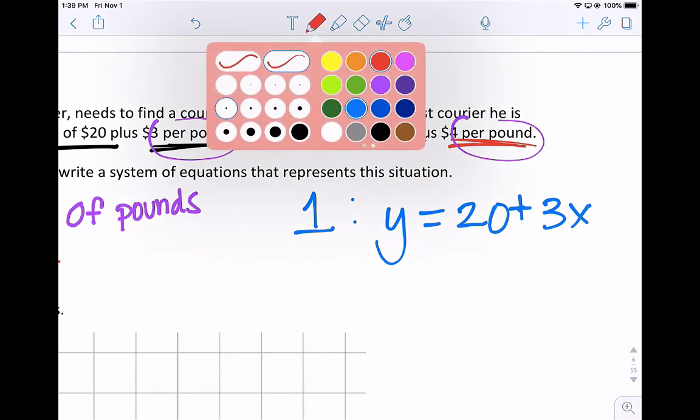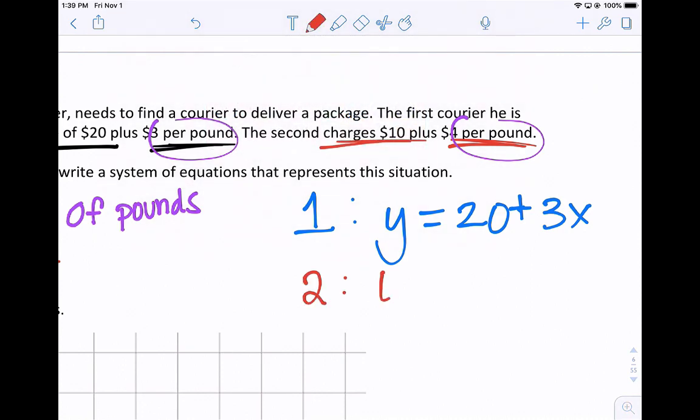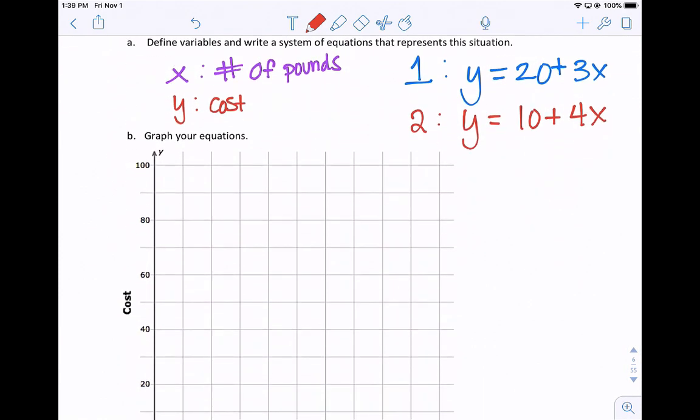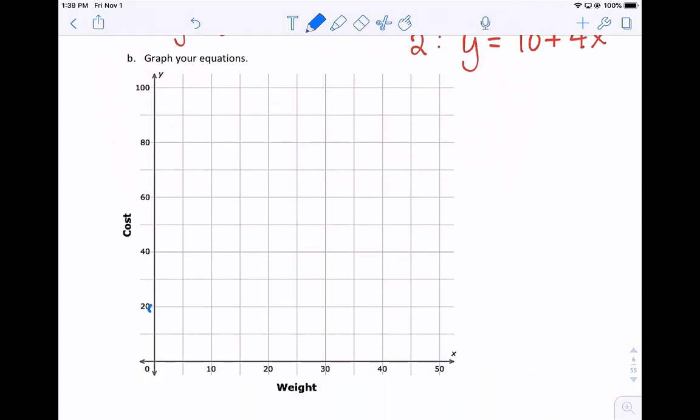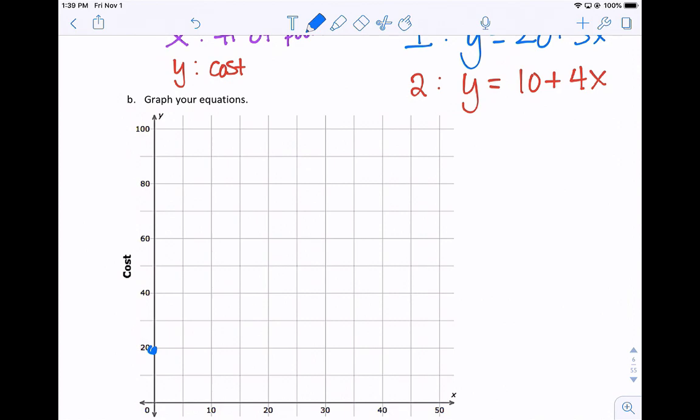Okay, courier number 2. They charge $10, but more for every pound. So there it is. Okay, let's graph them. I'll start with the 20 plus 3x. I'll start at 20, and we are going to go up 3 over 1. I think this will be easier for me to make a table.